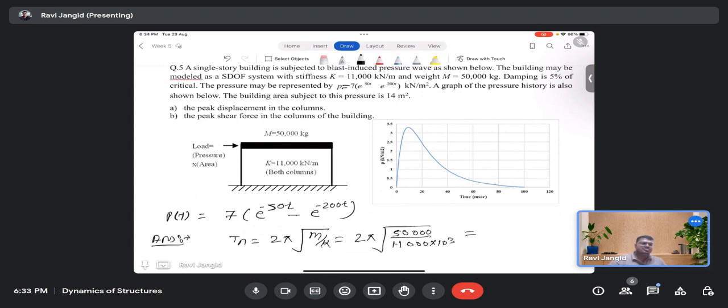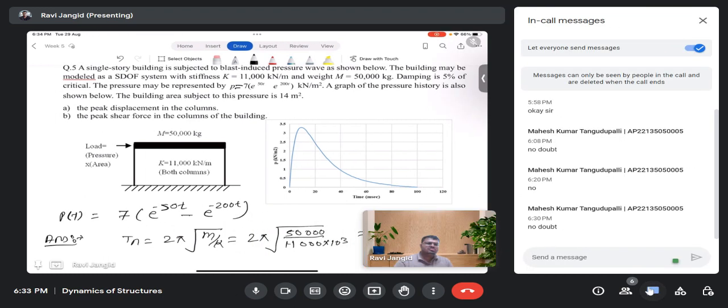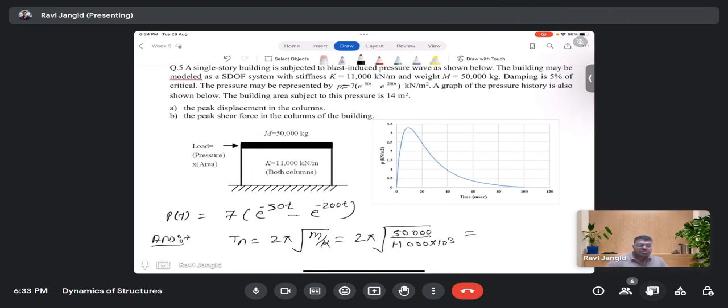Anyone? 13.39, how much? No, 13.39 is not the time period, sorry, wrong. 0.423. So you are getting the time period as 0.423 second.